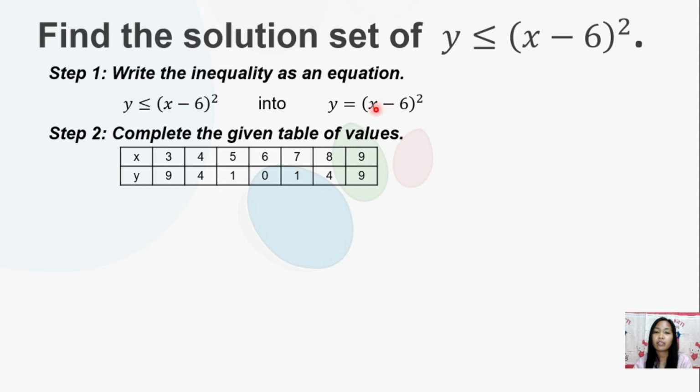If x is 7, so we have 7 minus 6, that is 1. 1 squared is 1, so our y is 1. If x is 8, therefore we have 8 minus 6, we have 2. 2 squared is 4, so our y is 4. And lastly, if x is 9, so we have 9 minus 6, which is equal to 3. 3 squared, so therefore our y is 9. Since we already have completed the given table of values, we can now proceed to step 3.